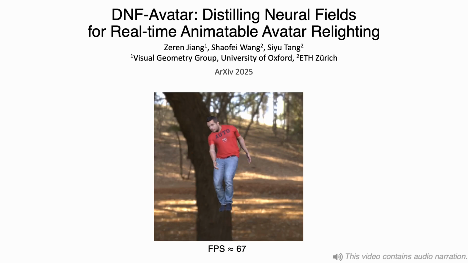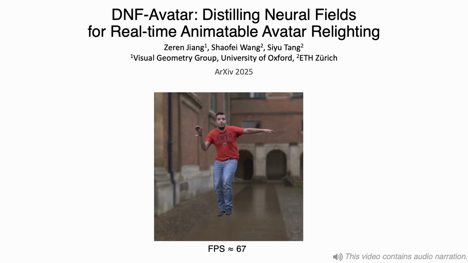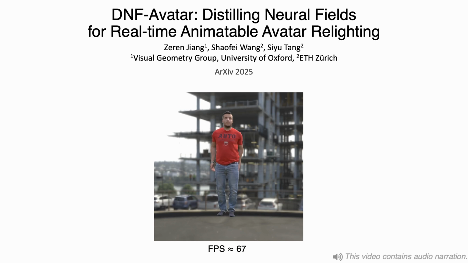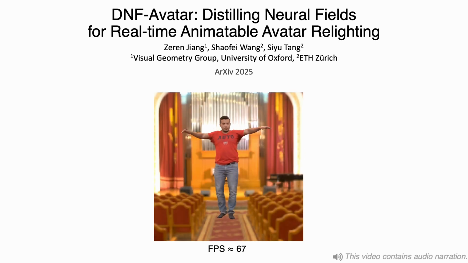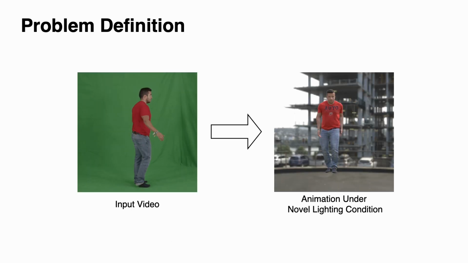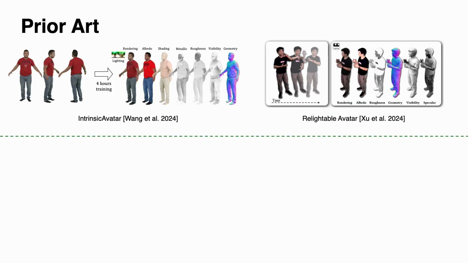We present DNF-Avatar, a method for creating relightable and animatable avatars for real-time rendering by distilling neural fields. Given a monocular RGB video as input, we create a relightable avatar that can be animated under novel lighting conditions. Previous state-of-the-art works can recover the intrinsic properties from monocular video based on ray tracing. However, the rendering time of state-of-the-art relightable human avatars is still slow, taking several seconds to render a single frame.